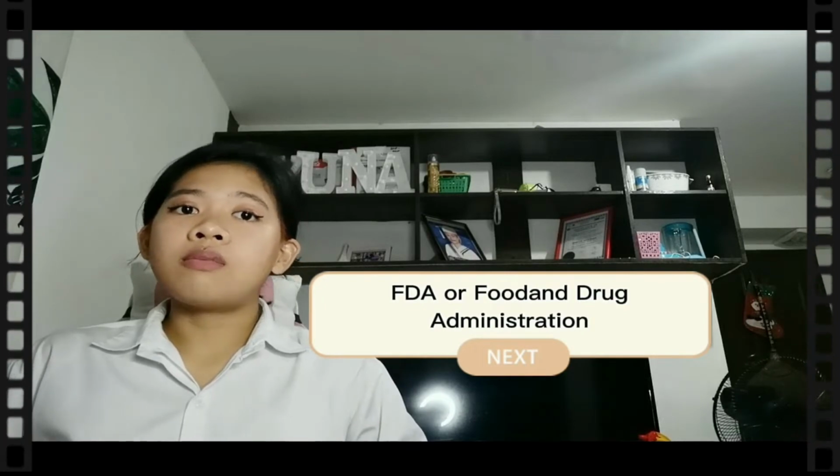FDA or Food and Drug Administration is the best example for this. Dito, bago ka makapag-produce ng mga gamot, kailangan ipa-approve mo muna yan. Hindi basta-basta makakapag-produce. Dadaan ito sa ilang mga test bago i-approve ng FDA. That's all for oligopoly. Now, we will proceed to the next type of market structure.